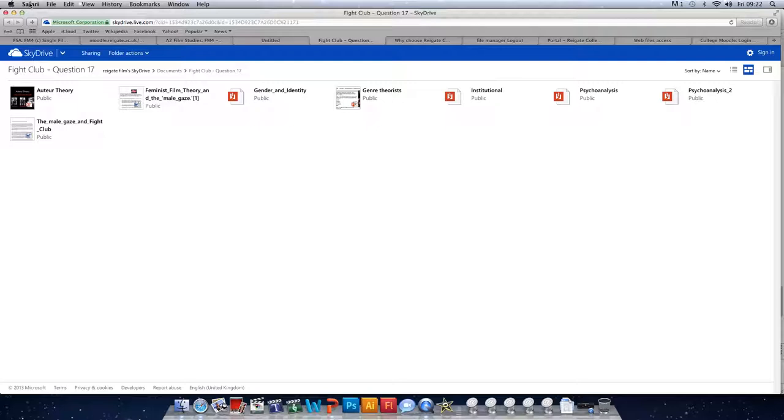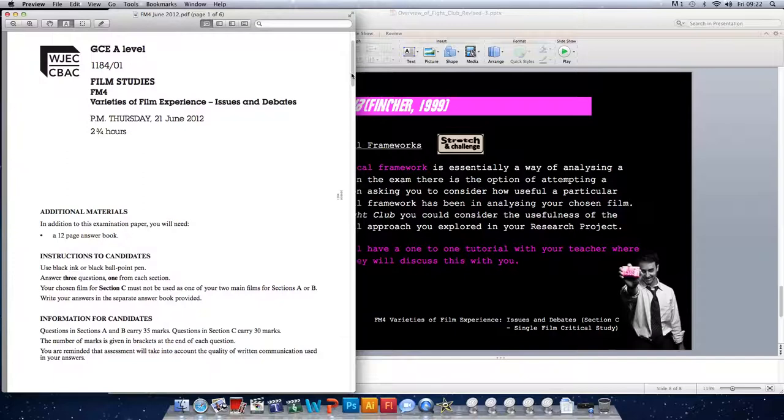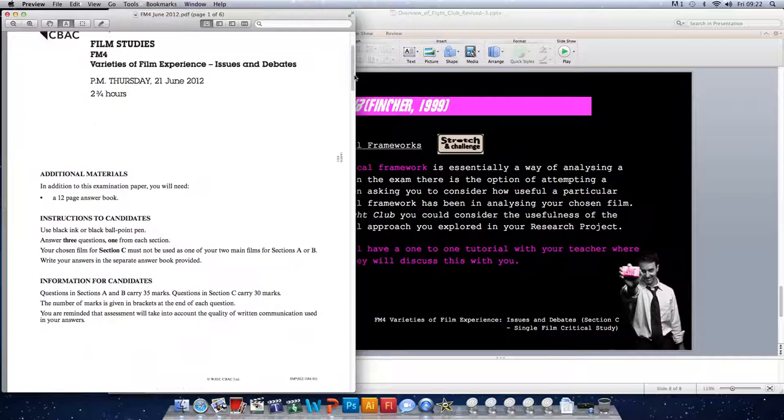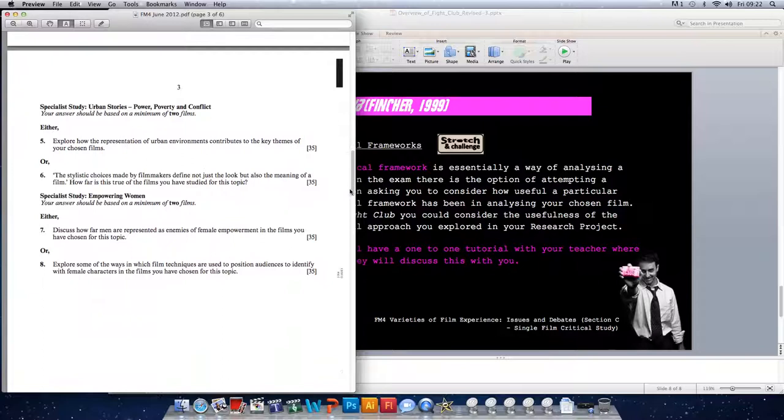Finally, looking at the exam paper. You've all done a mock, or most of you have. If you didn't, or you want to do any more past papers, either drop them in at the college to me and I'll mark them, or email me. Just to remind you, it's 2¾ hours. Ignore that date, it's last year's; it's the 20th of June this year. Still a late exam. Sections A and B are 35 marks. Section C is 30 marks, and you go straight to questions 5 and 6.